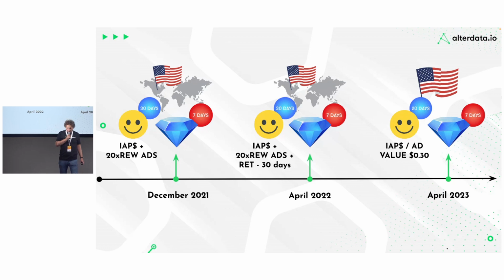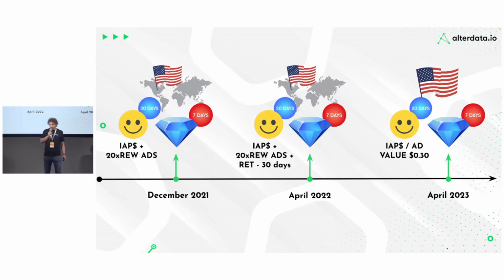They were different by KPIs, time frames, and geos. The first two were made worldwide. The last one was made only for the States. In general, they all acquired some in-app purchase, some rewarded ads, and in one case, retention as well. The last one, we believe, was the most successful one, and it contained only in-app purchase and/or ad value.